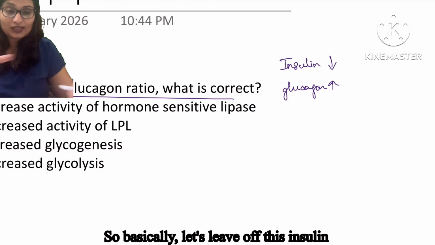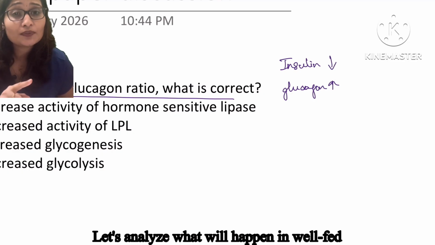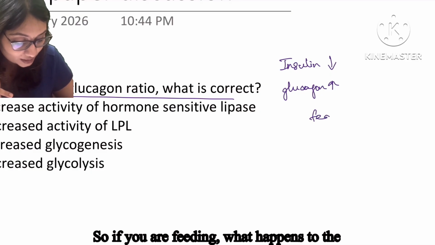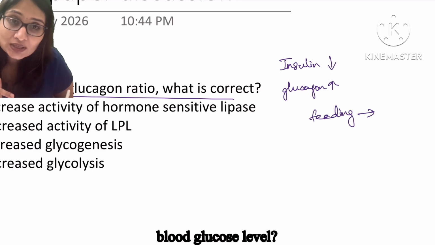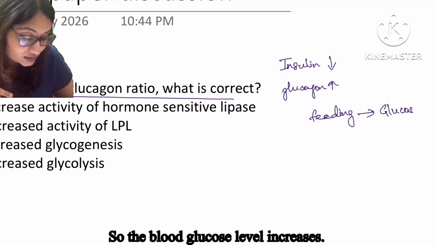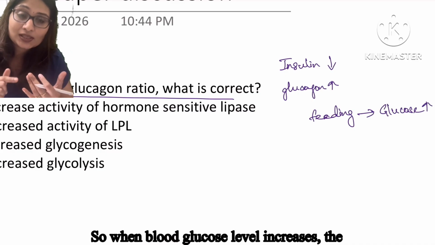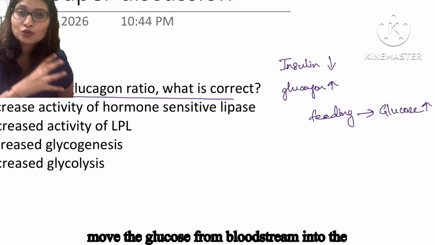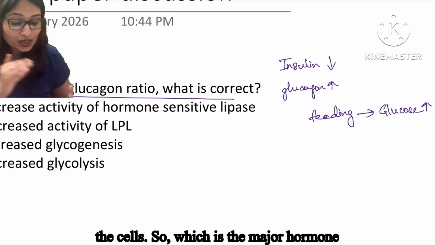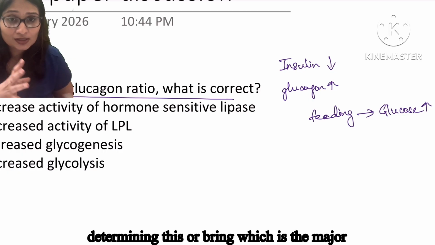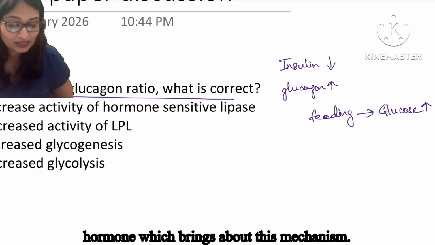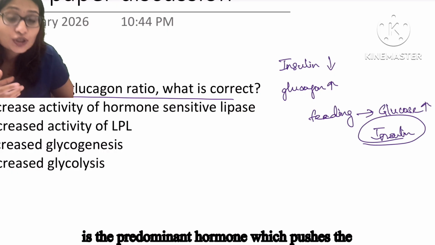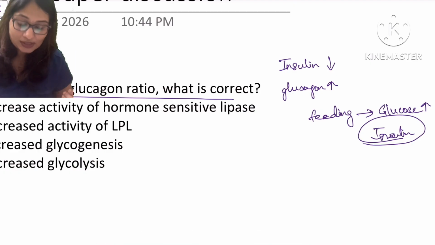So basically, let's leave off this insulin glucagon stuff. Let's analyze what will happen in the well-fed state and fasting state. If you're feeding, what happens to the blood glucose level? It increases. When blood glucose level increases, the body tries to push glucose from the bloodstream into the cells. Which is the major hormone which brings about this mechanism? That's nothing but your insulin. Insulin is the predominant hormone which pushes the glucose from the bloodstream into the cells.